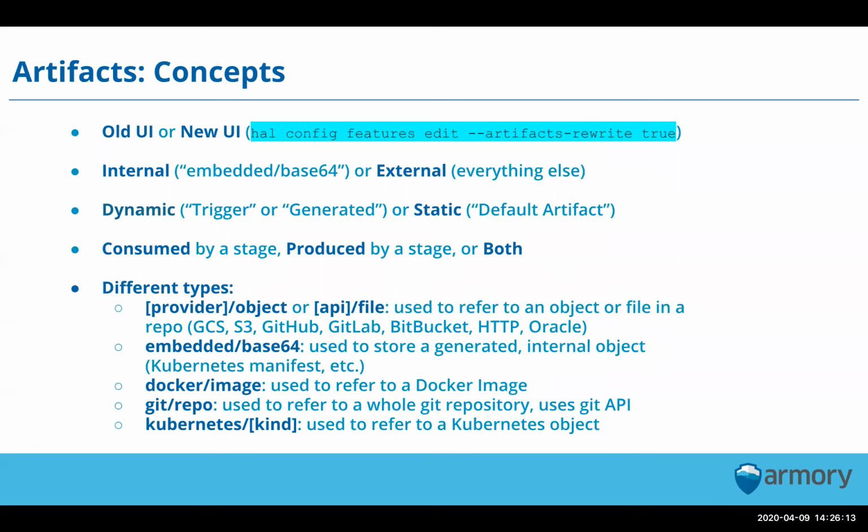The next type is the embedded base64. If you have a Kubernetes manifest that gets generated by one stage and then is consumed by a different stage, then you pass that between those two stages as an embedded base64 artifact.